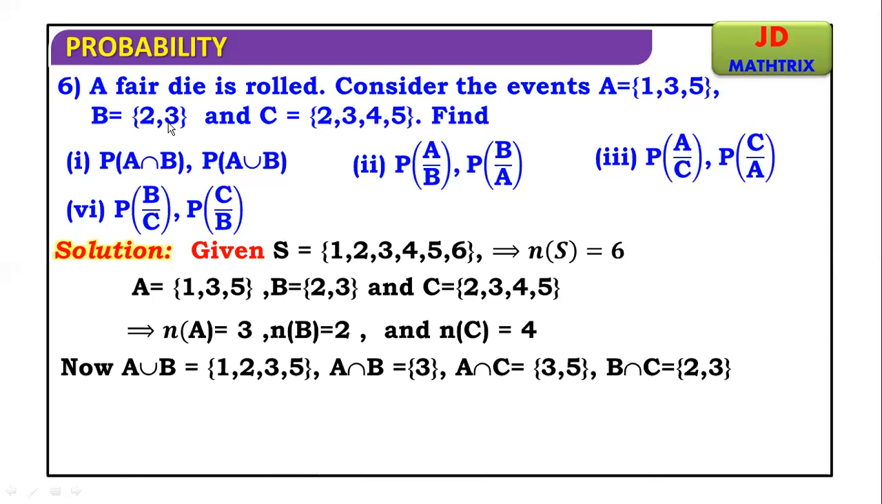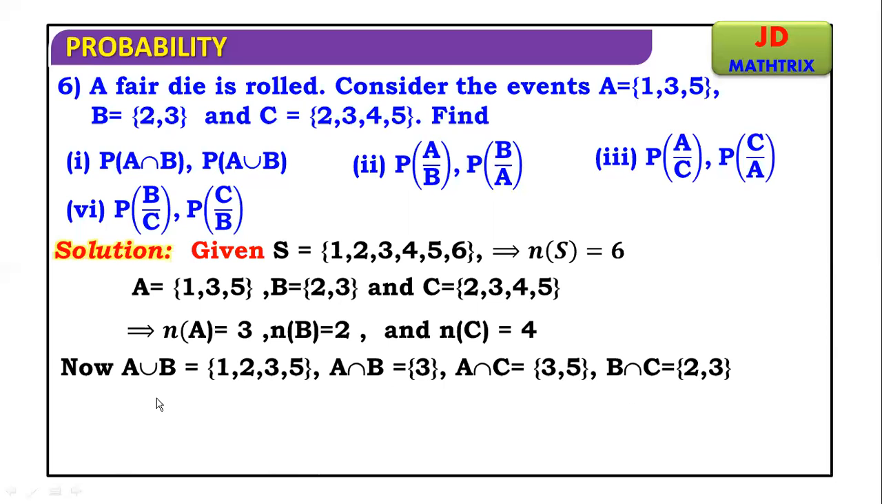Here we are not given whether the events A, B, C are independent or not. That's why we are calculating A union B, A intersection B, A intersection C. In previous problems, we were given that A, B are independent events. Here we are not given whether the events A, B, C are independent or not. So that's why we are calculating A union B, A intersection B, A intersection C, and B intersection C also.